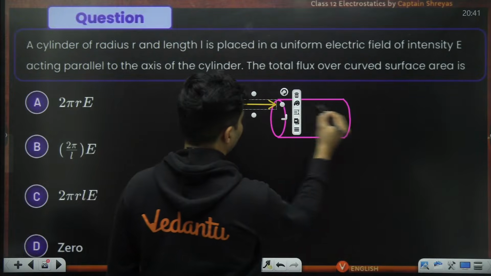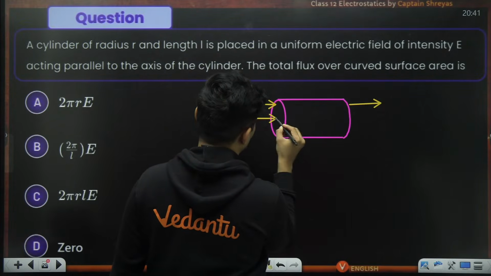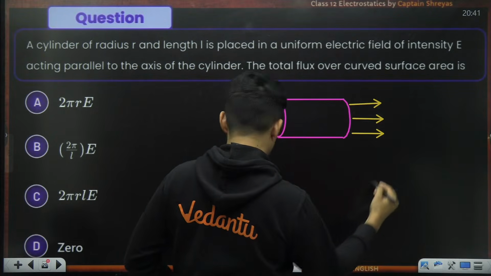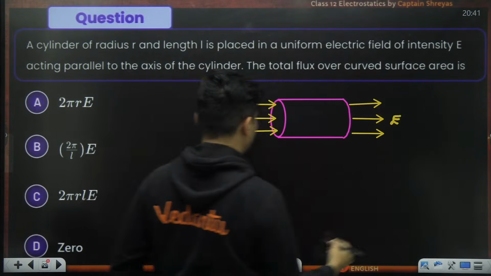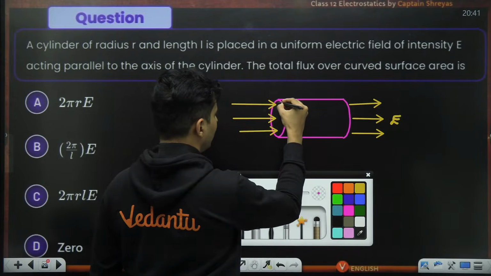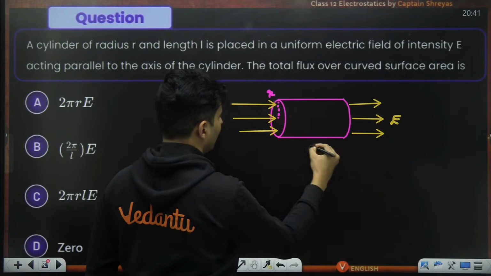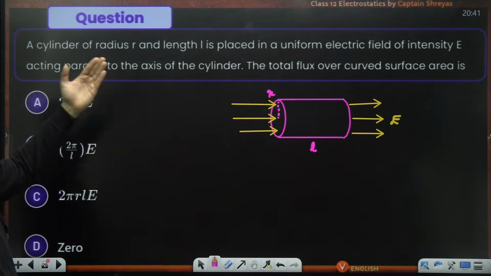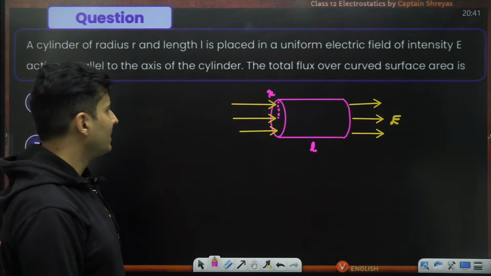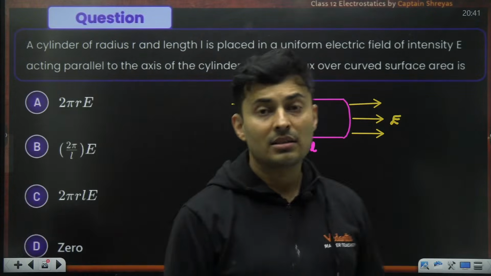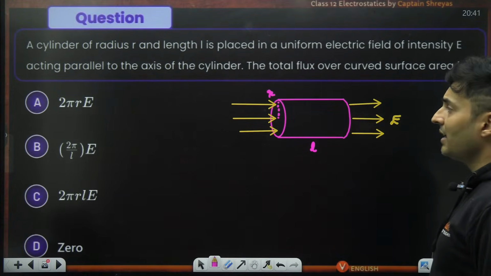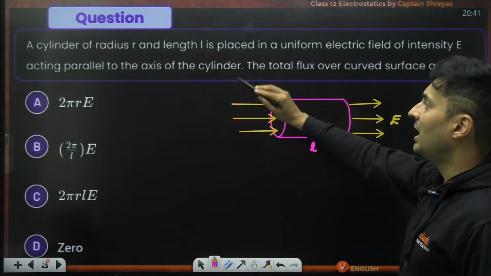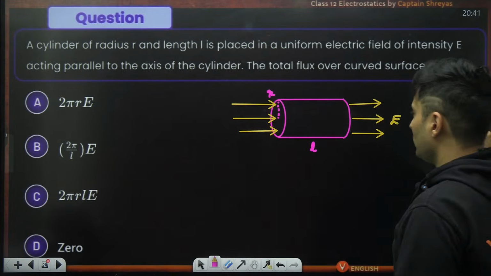So that means they come like this and they go out from here. They come like this and they go out from here. So this is how the field is. The radius of the cylinder is mentioned, which is R. The length of the cylinder is also mentioned to be L. So the question is, what is the total flux over the curved surface area? Guys, they have asked the total flux through the curved surface area. Look at it. It's placed in a uniform field acting parallel to the axis of the cylinder.